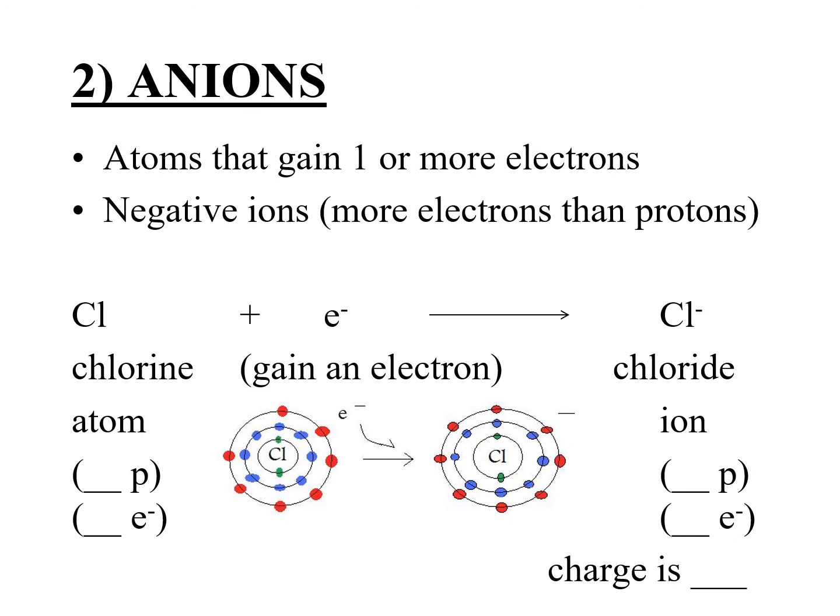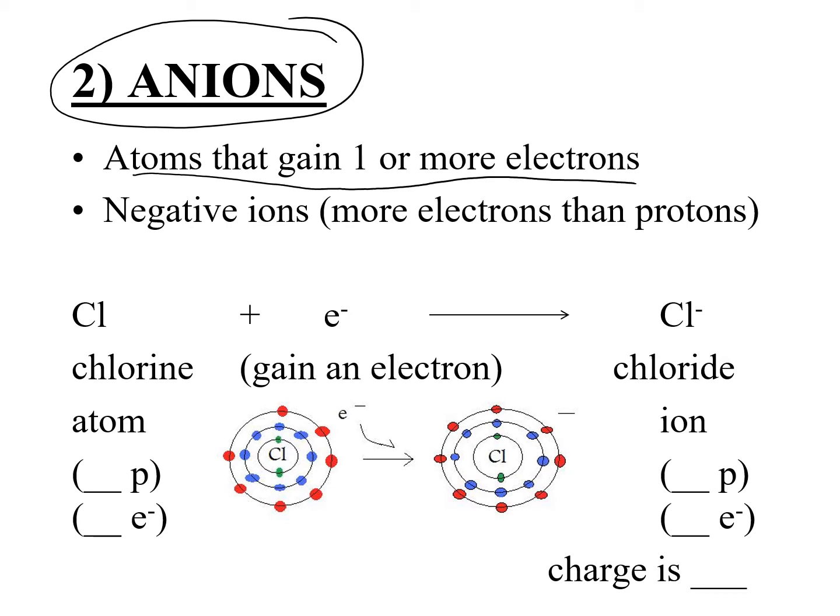Our second type of ion is called an anion. Atoms that gain one or more electrons are called anions. Because we have more electrons than protons, we're going to end up with a negative charge. Our example, we have a chlorine atom. Chlorine has 17 protons, and since it's an atom, it is neutral, and therefore it has 17 electrons.